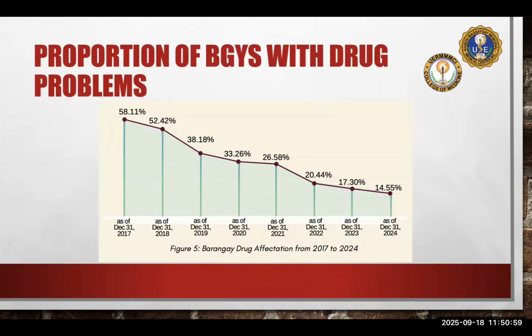When President Duterte assumed the presidency in 2016, he started Operation Tokhang, which is now the subject of his ICC case. But figures never lie. From 2017 up to the present, we saw a decrease of barangays with drug problems from 58% in 2017 to as low as 14% last year, which might indicate the success of the plan.